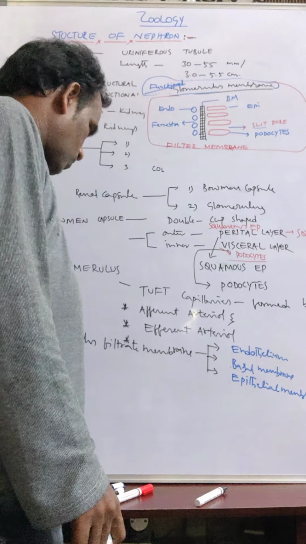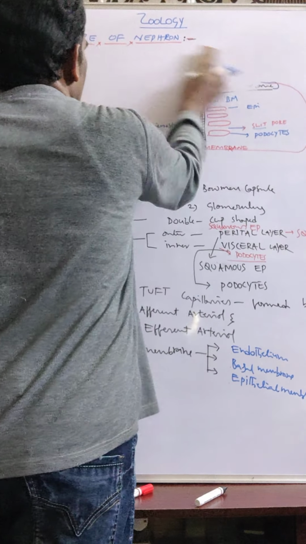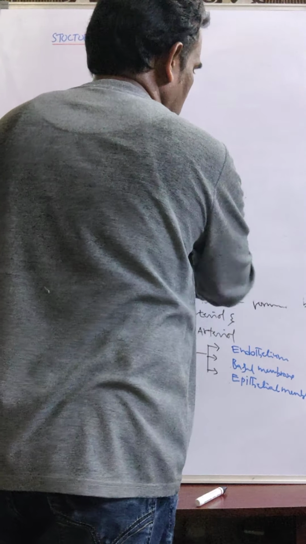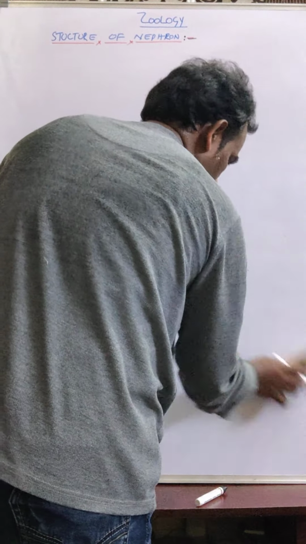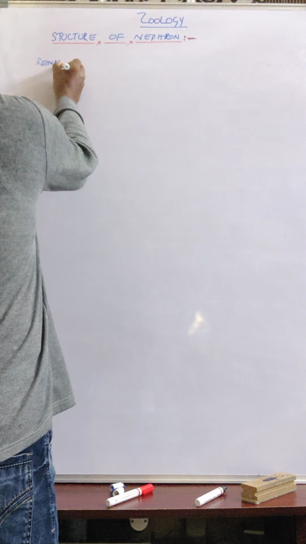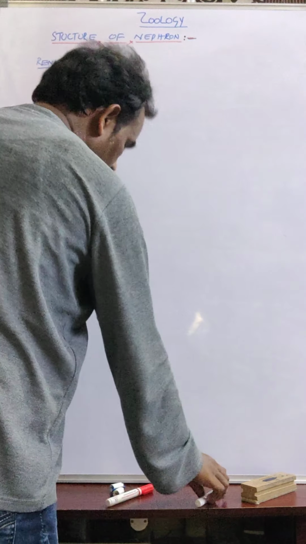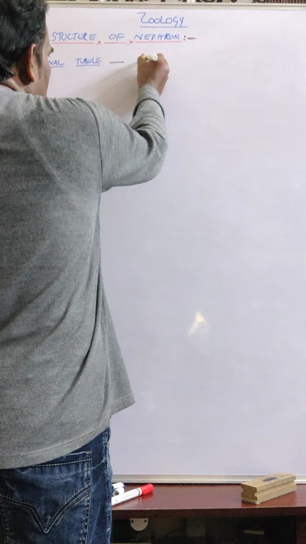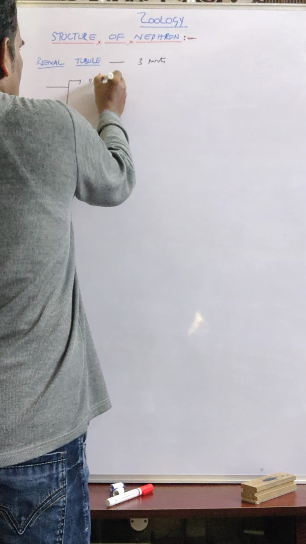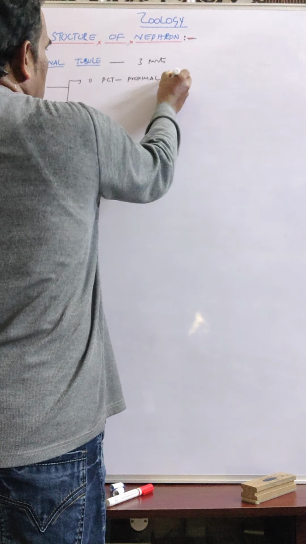Alright, now coming back to what the second part of the nephron is. The second part is called the renal tubule. So the renal tubule consists of three parts. They are: number one is PCT, meaning proximal convoluted tubule.